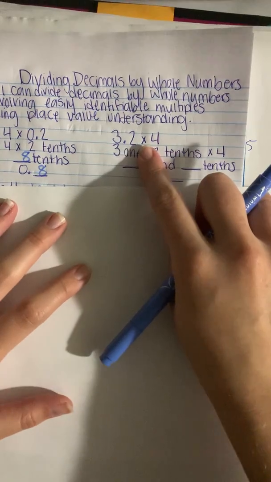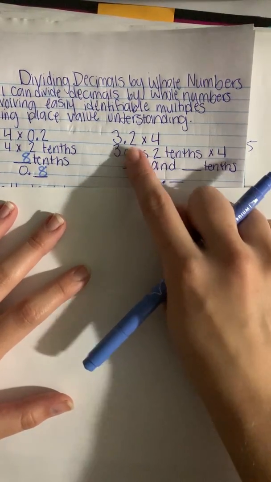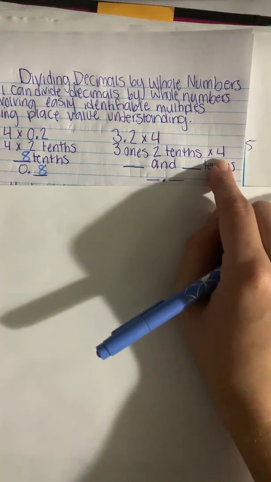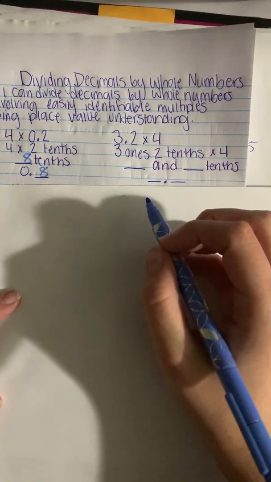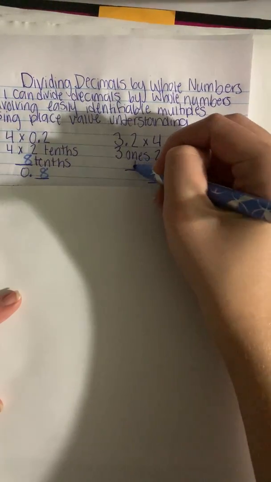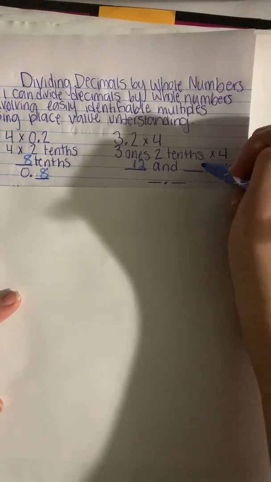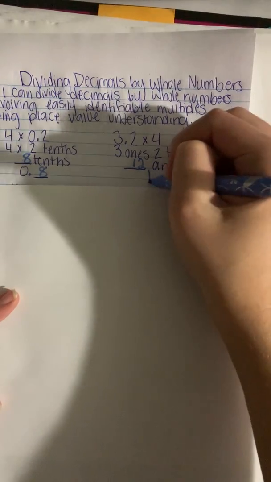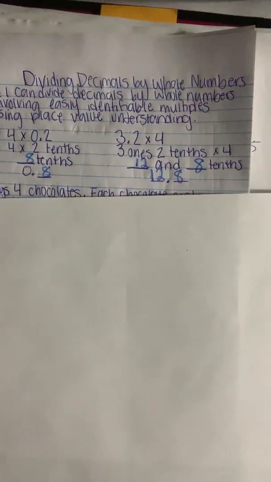3 and 2/10 times 4. I can also decompose this into 3 ones, 2/10, and I'm showing that 4 times. So that will help when you're placing these into your place value chart. All right, so I have 3 ones 4 times. That would be 12 ones. I have 2/10 4 times. That would be 8/10. So when I write that out in standard form, we'll have 12 and 8/10, or 12.8.